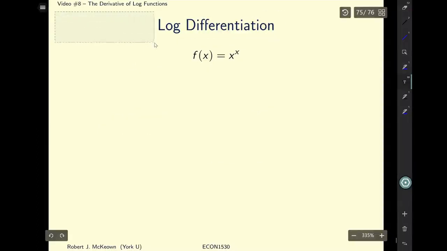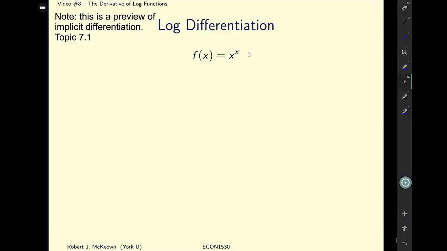Now, before we jump into the math and algebra, I'm going to make a little note here. This is a preview of implicit differentiation, and that's a topic in textbook chapter section 7.1. So that's going to be one of the next topics that you're going to see in this course, implicit differentiation. And this is a sneak peek of that. So let's take a look.